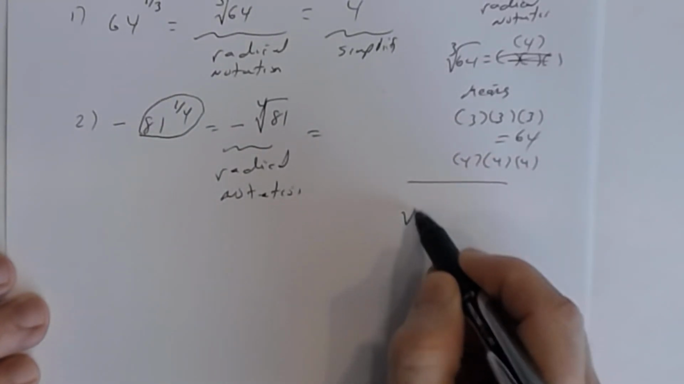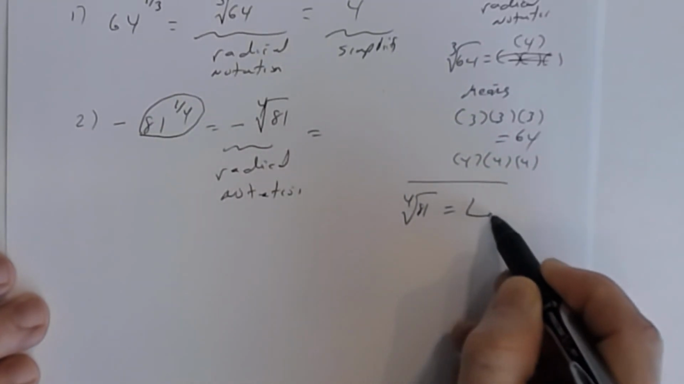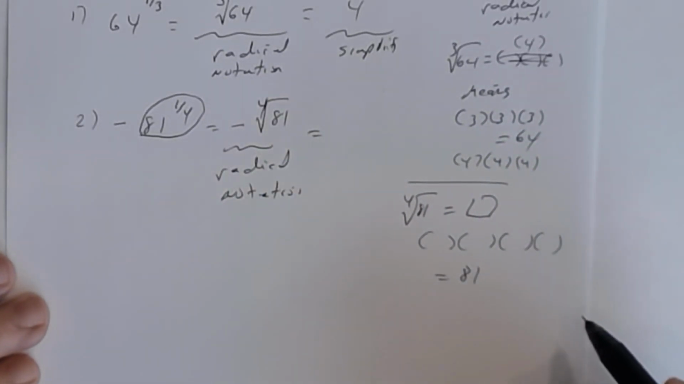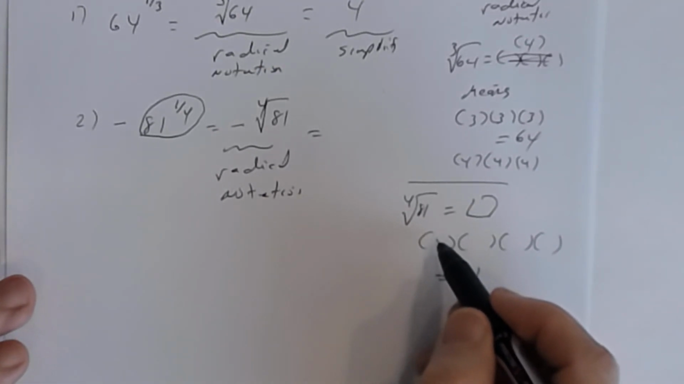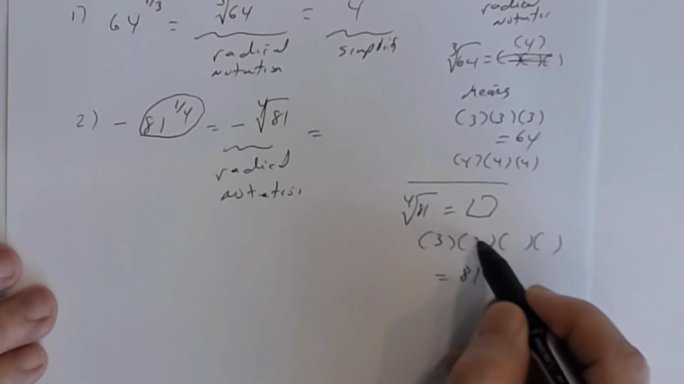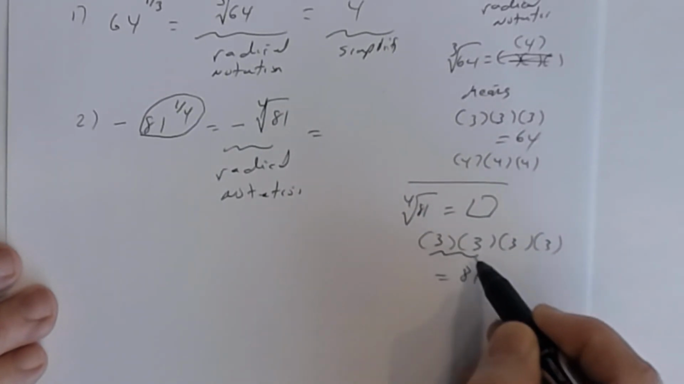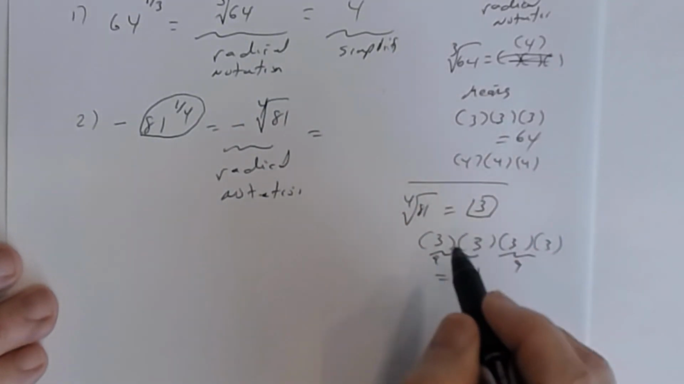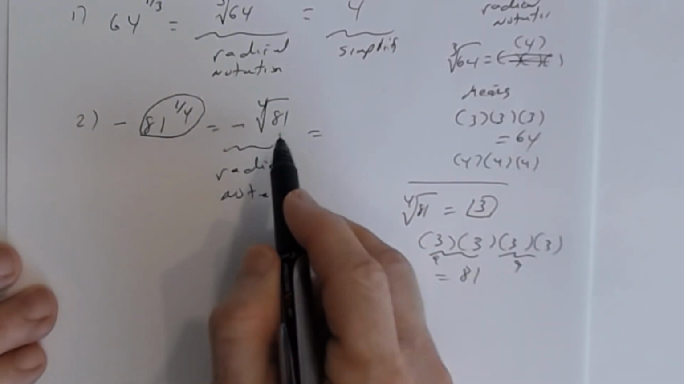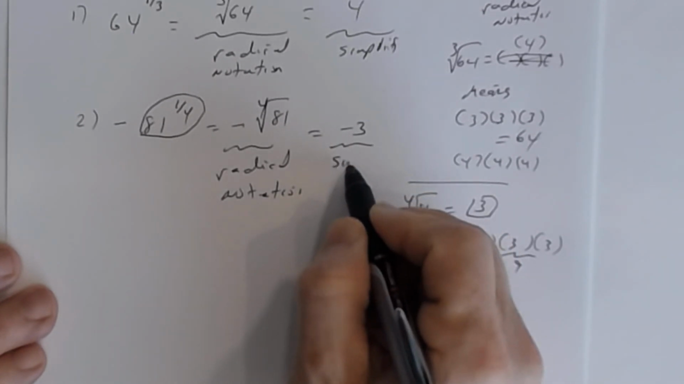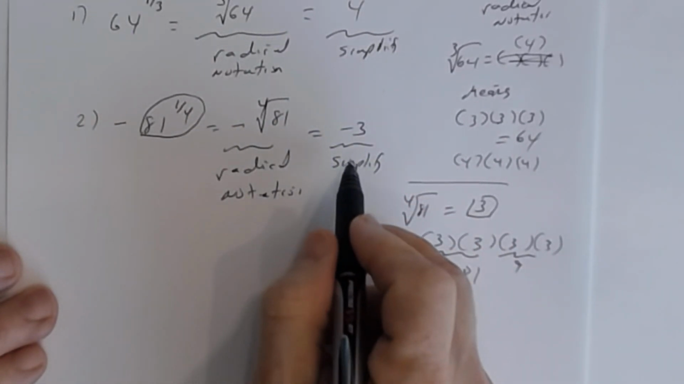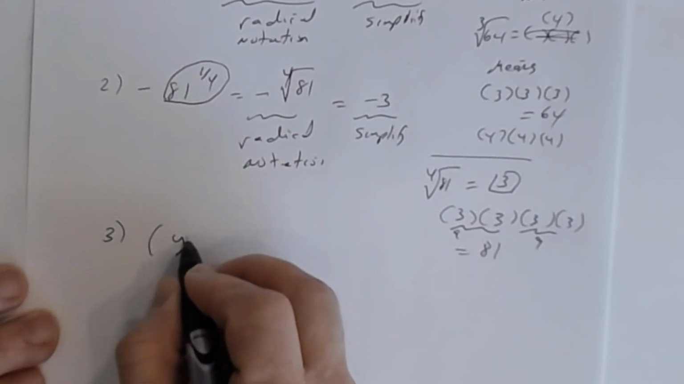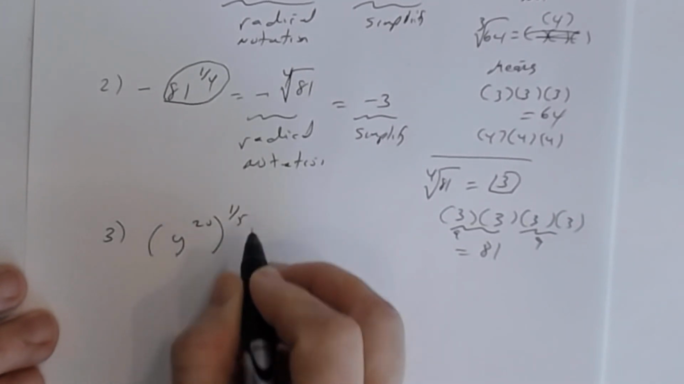So think about the fourth root of 81. What times itself 4 times is 81? All right, well, try some numbers like 2, 3, 4, and so on. Let's try 3. 3 should work. 3 times 3 is 9. 9 times 9 is 81. So the answer is 3. So this becomes negative 3, though. So the answer is negative 3. That's simplified. Number 3, you have y to the 20th raised to the 1/5.